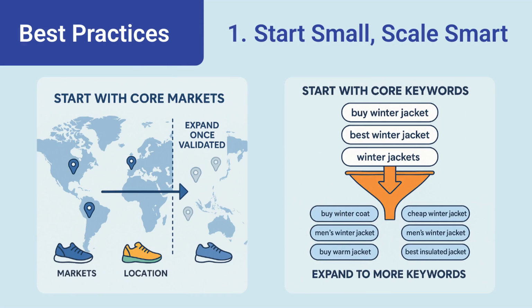Let's close with some best practices to ensure your tracking setup remains efficient, scalable, and aligned with your business goals. First, start small, scale smart. Begin with a limited number of high-priority locations and your top-performing keywords, ideally the search terms already driving revenue in your campaigns. Once you validate that the data is consistent and valuable, gradually expand to more locations based on your actual sales volumes and strategic markets. A good starting point is to focus on your top 5 sales markets.